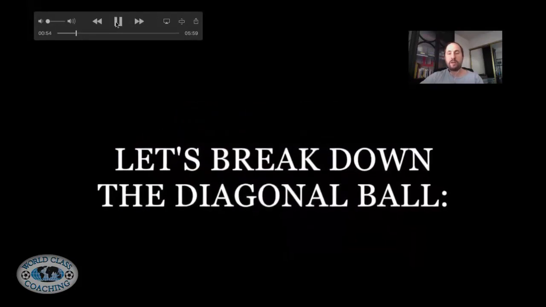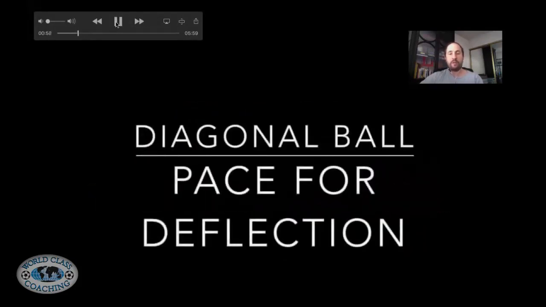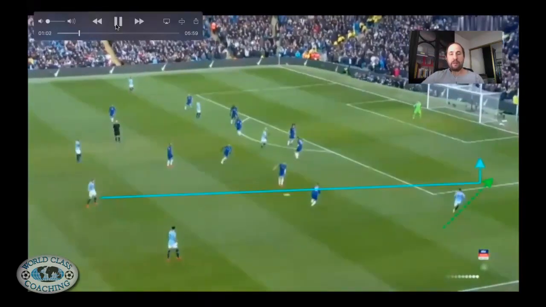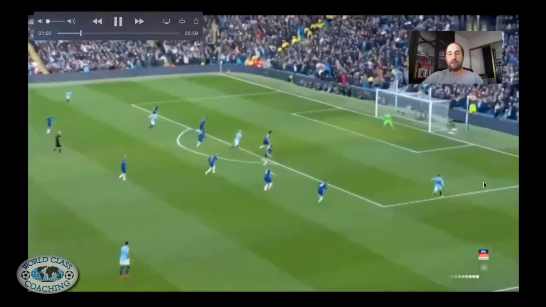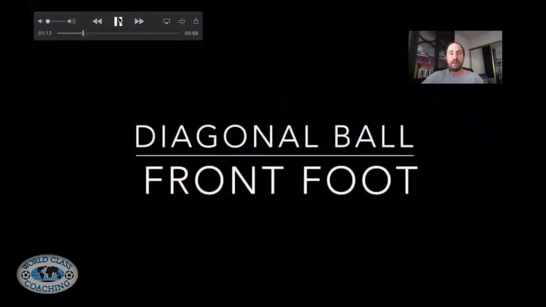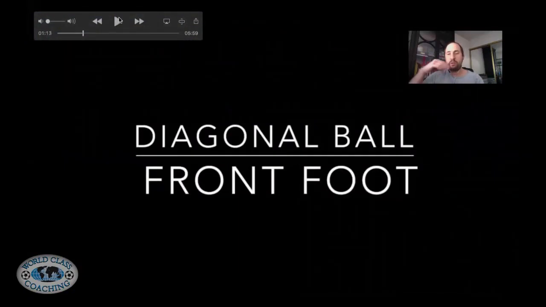Those are some of the characteristics, but let's break it down and give you all the information about this pass. The pace for deflection is crucial. For the diagonal ball, you're counting on the deflection of your teammate. So you pass with considerable pace so that the defenders cannot get it, because you're counting on your teammate to deflect the ball towards where you want it to go.